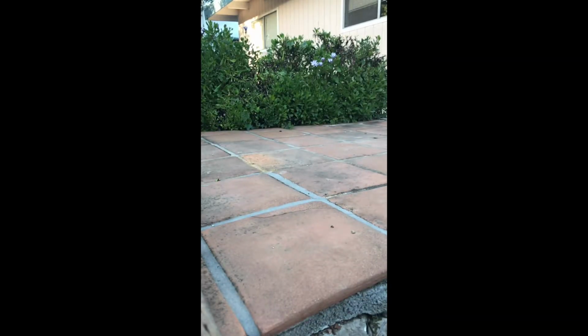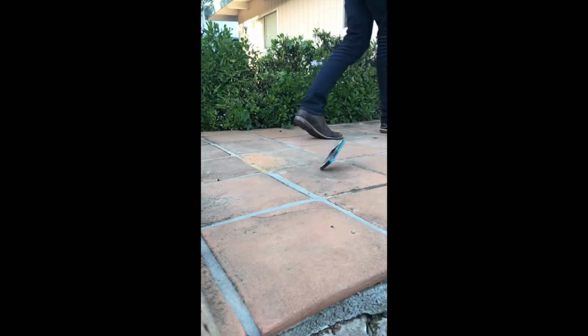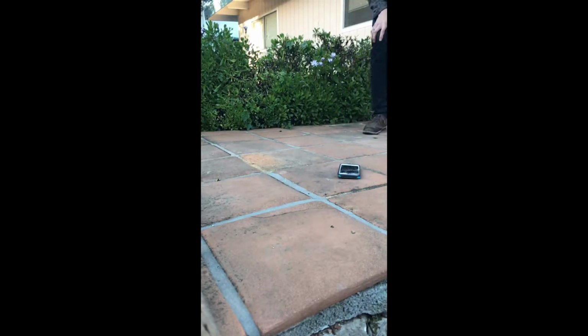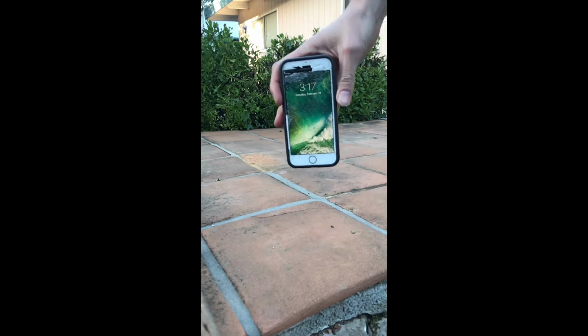Our story starts with a more than common occurrence in the 21st century. You're walking along when suddenly you just lose grip of your phone. You go to pick it up, and unfortunately, the screen is totally destroyed.